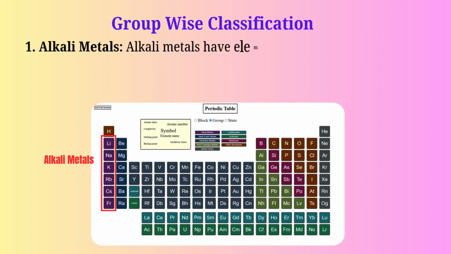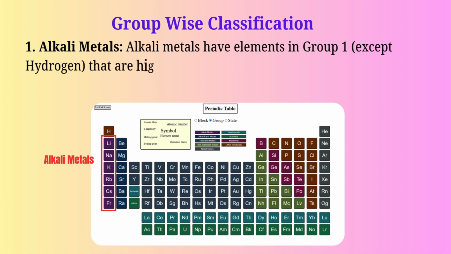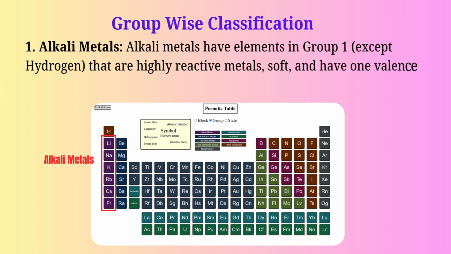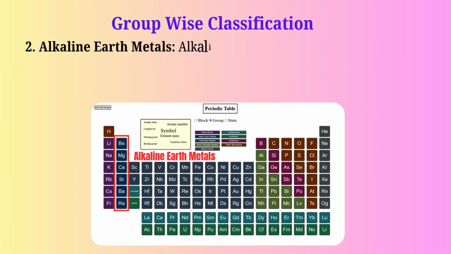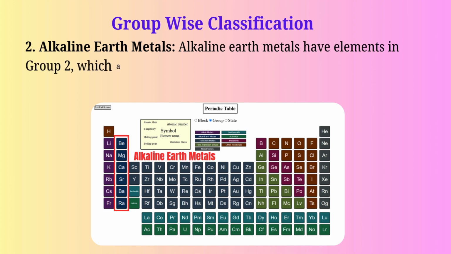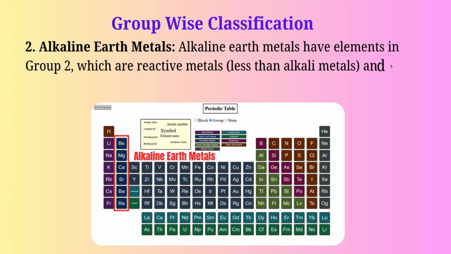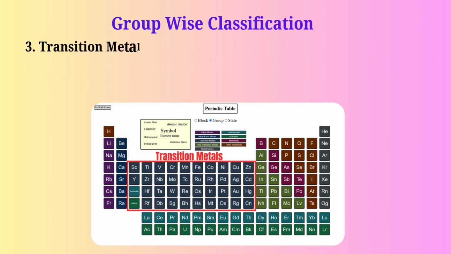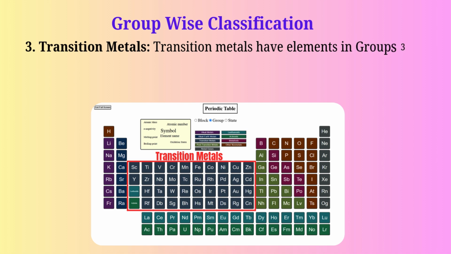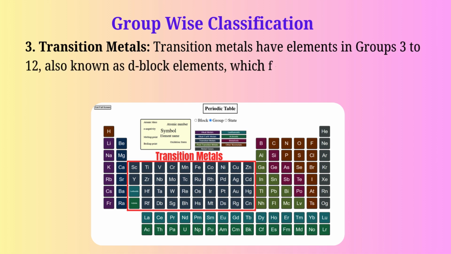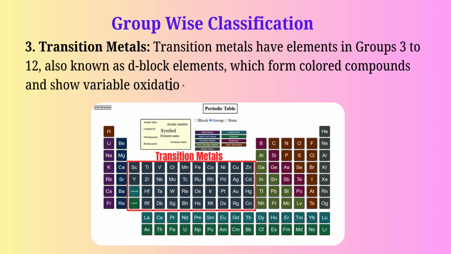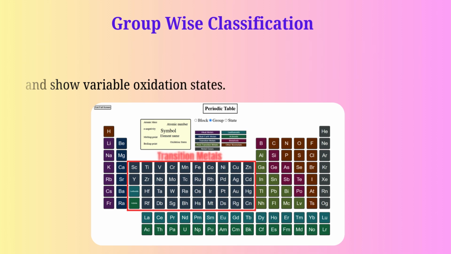Now, let's classify the periodic table groupwise. Alkali metals. Alkali metals are elements in group 1, except hydrogen, that are highly reactive, soft metals and have one valence electron. Alkaline earth metals. Alkaline earth metals are elements in group 2, which are reactive metals, less than alkali metals, and have two valence electrons. Transition metals. Transition metals are elements in groups 3 to 12, also known as d-block elements, which form colored compounds and show variable oxidation states.